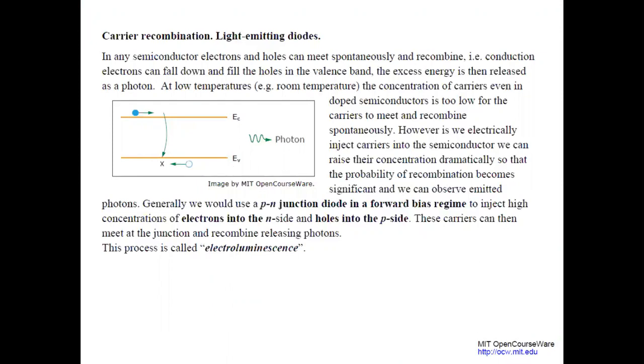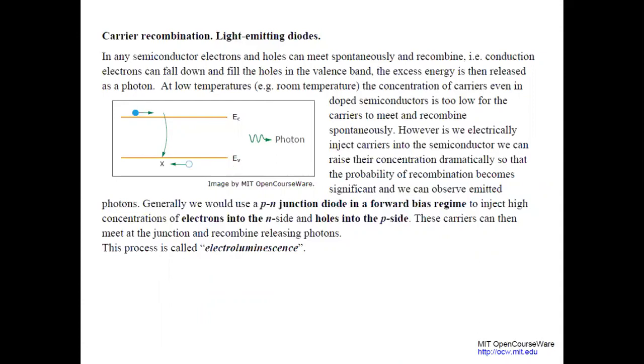This is the concept which is used in light emitting diodes. In any semiconductor, electrons or holes can meet spontaneously and recombine. That is, conduction electrons can fall down and fill the holes in the valence band, and excess energy is then released as a photon. This is the process to emit a photon.